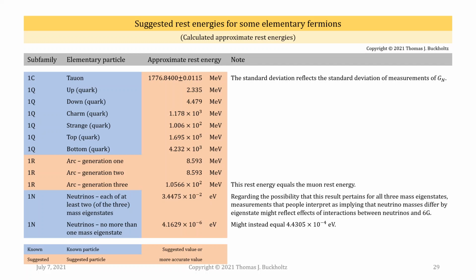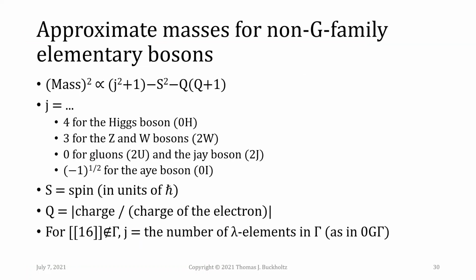Extant modeling might suggest excluding the former choice, but let's not discuss here making such a choice. This chart suggests a formula for the rest masses for elementary bosons other than G-family bosons. Each of the 4 terms seems to be quadratic in a parameter. For zero-mass bosons, the formula is exact.